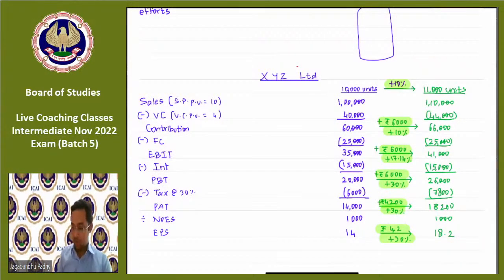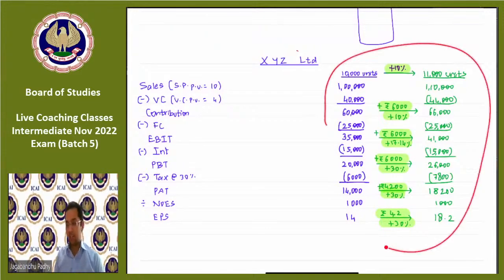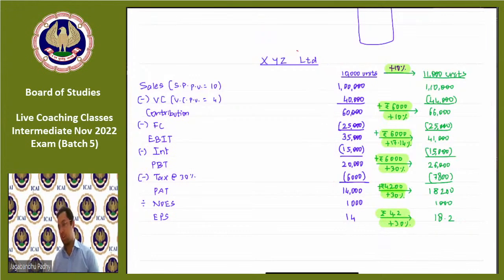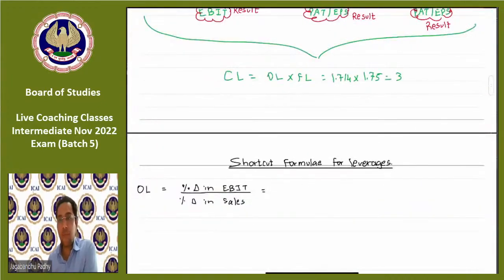Okay. Now, every time whenever I want to know the operating leverage, do we need to always prepare a table like this and do it, or there exists some shortcut? There exists a shortcut, right? So let's look at first the shortcut. So shortcut formula for leverage. Let me just prove a shortcut formula for leverage.